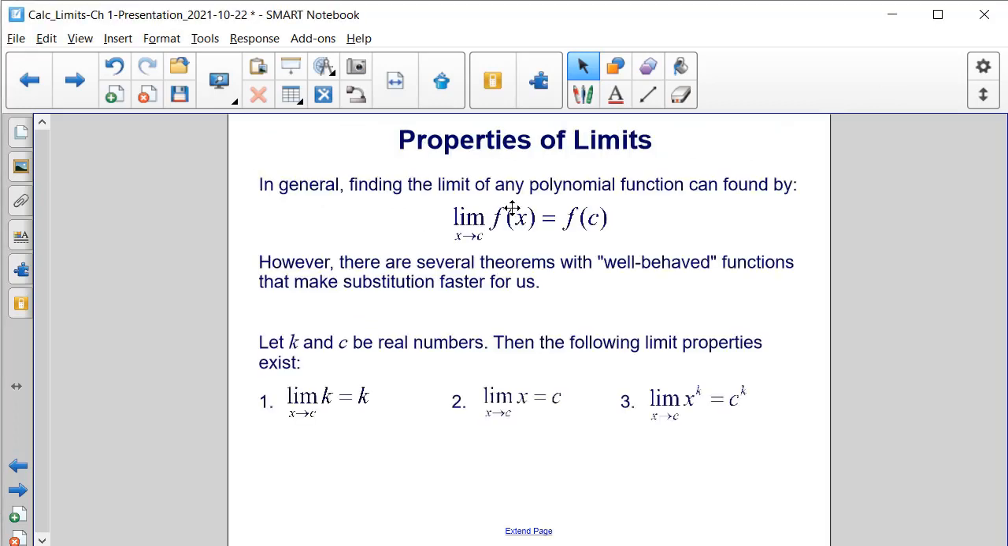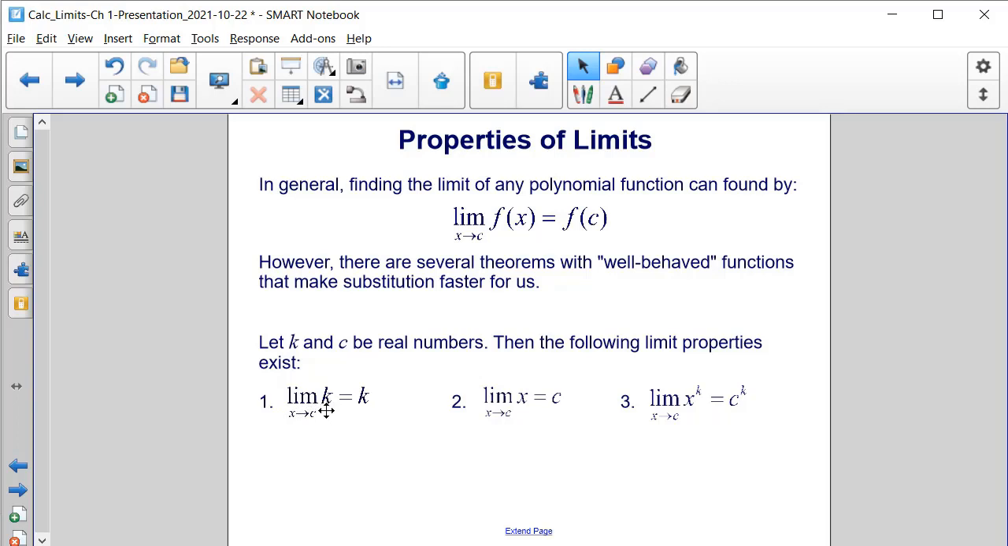In general, the limit of any polynomial function can be found by substituting the c value that x is approaching directly into the polynomial function for x, or evaluating the function at the c value. However, there are several theorems with well-behaved functions that make substitution faster for us. Let k and c be real numbers, then the following limit properties exist.